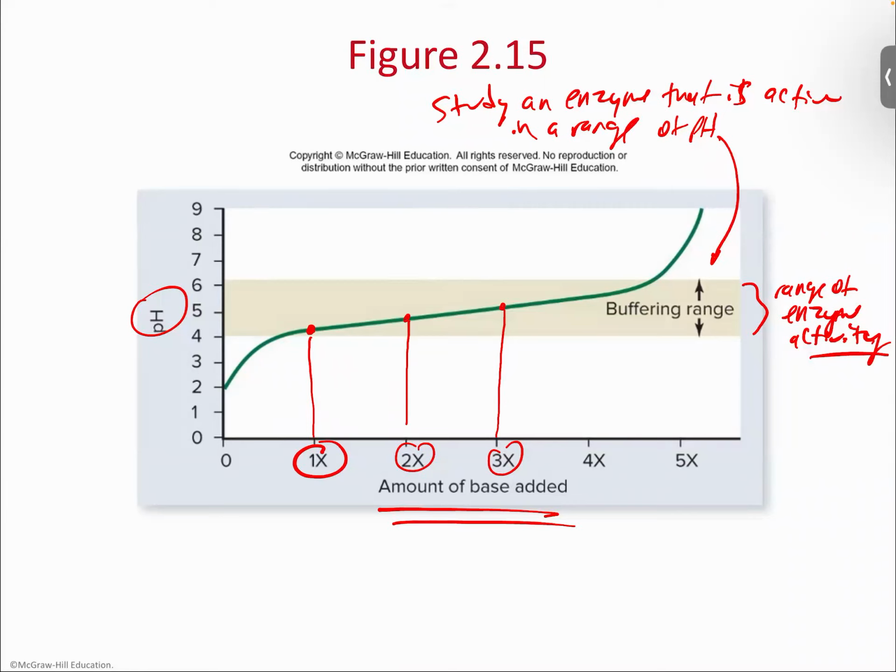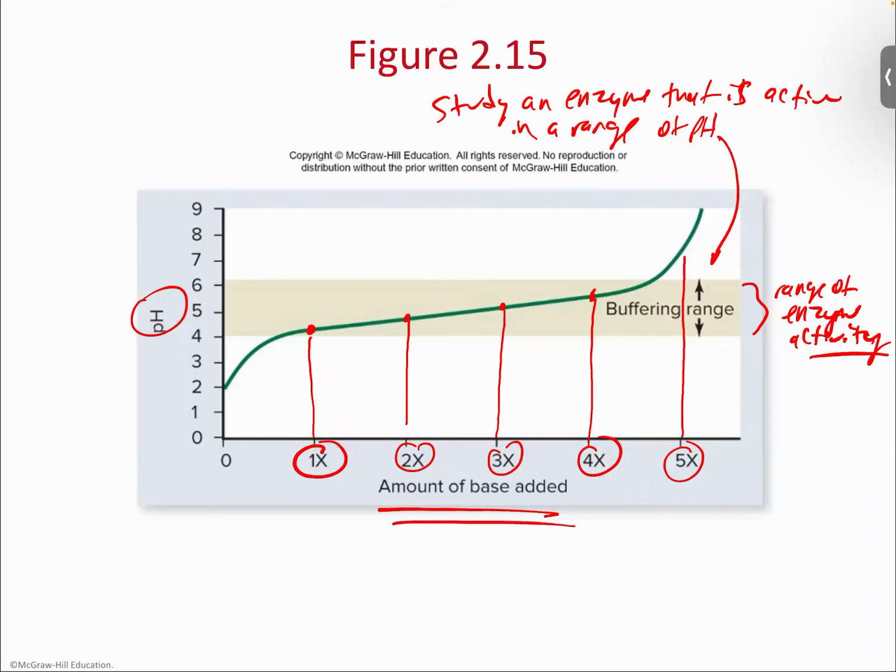Guess what? You've got active enzyme still, right? Let's add quadruple the amount of base. Now it's getting really insane. You're still in your buffering capacity. You're just above 5. You're about 5.5-ish or so, but you're still easily within your buffering range. Now let's finally add 5 times as much base.